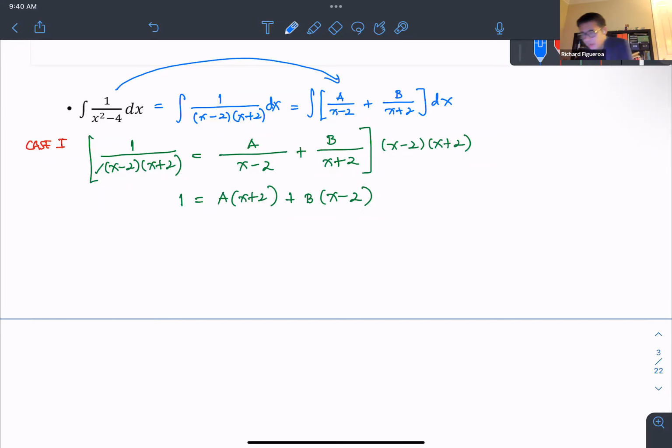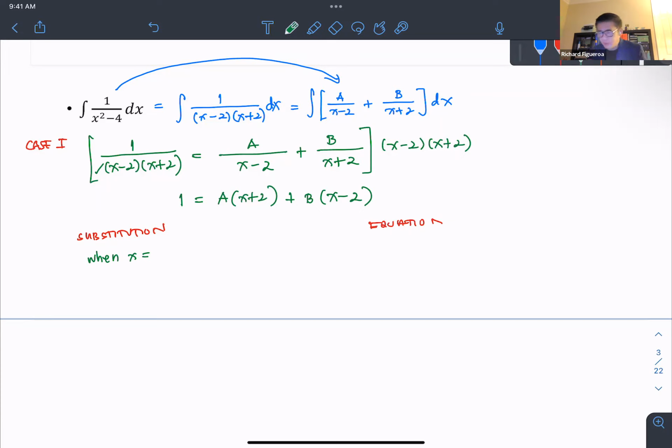And then there are two ways on how to determine the value of A and B. The first one is by substitution. The other one is by equation. So we substitute, or we equate. We'll start with the substitution. For the substitution, we assume a value of x so as to determine either A or B.